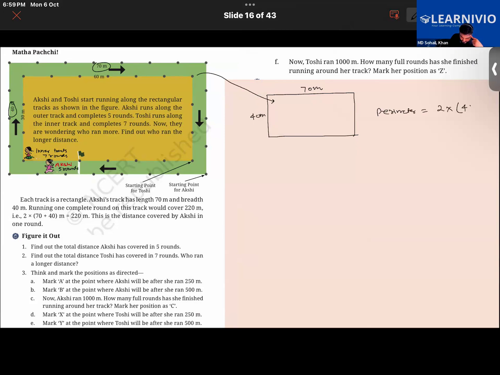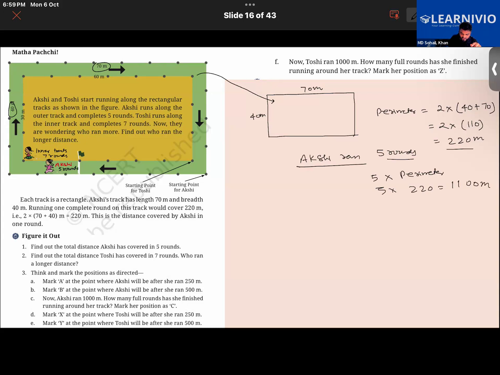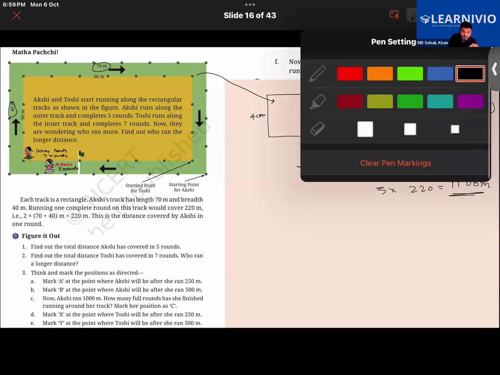Twice of 70 plus 40, that is 220 meter. And who's running on the outer track? Akshi. So Akshi ran 5 rounds. One round is equal to 1 perimeter. 5 rounds means 5 into 1 perimeter, so 5 into perimeter here. That's 5 into 220, and that's going to be how much? 1100 meter. So Akshi ran 1100 meter. Got it now?